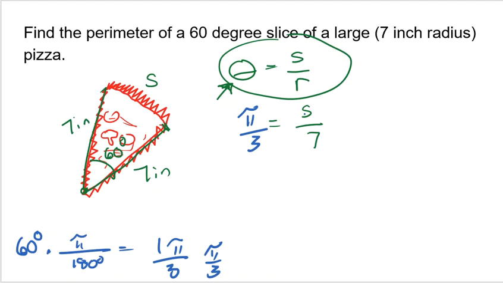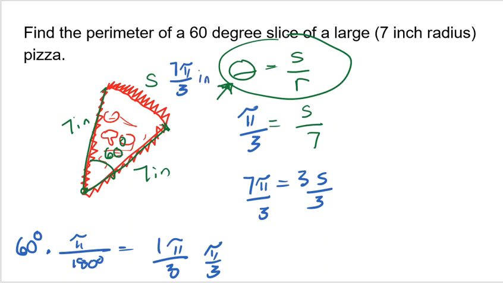All right, now I got to solve for S, which I could actually just cross multiply. 7 pi equals 3S. Divide both sides by 3. So the arc length is 7 pi divided by 3. Now you might say, well, wait, isn't that radians? No, just because there's a pi, that could be in inches, right? Pi is just a number. So, you know, it's an arc length.